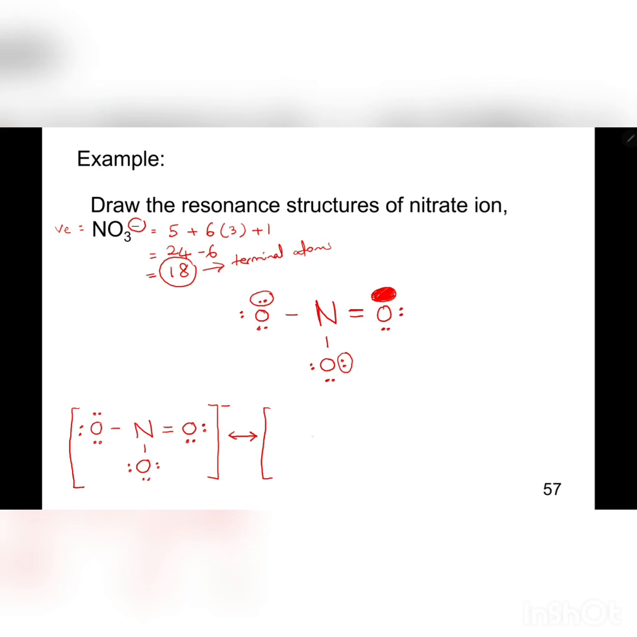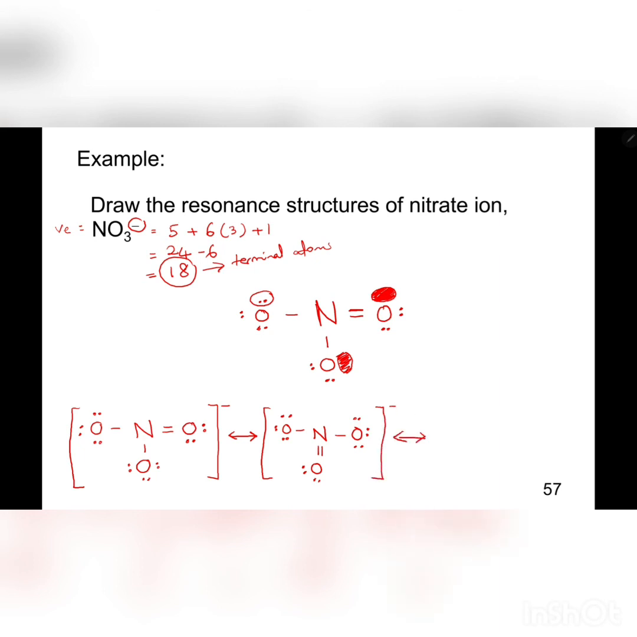Yang kedua, kita boleh lukis nitrogen. Kalau ini tak ubah tadi, kita akan dapat dia single bond lah. So kita ubah yang bawah, dia jadi double bond between nitrogen and oxygen juga. Yang jadi double bond tu akan tinggal 2 lone pair sahajalah. This is the second structure.